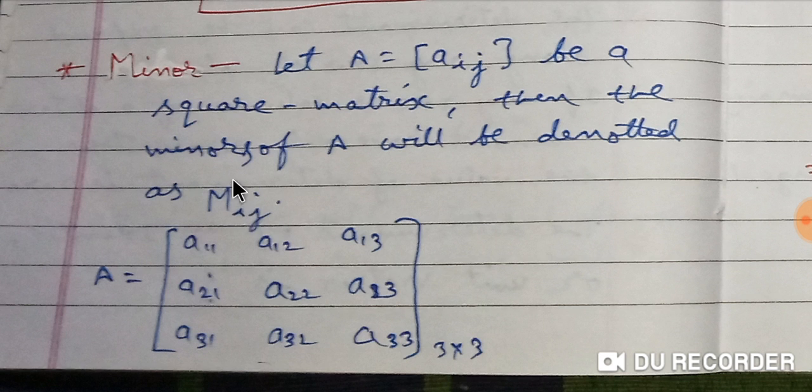So what about this Mij? M stands for minor, i represents the ith row, and j represents the jth column. So Mij is the minor of the element that is in the ith row and jth column. Let's suppose that A is a square matrix of order 3, and now we have to find its minor.